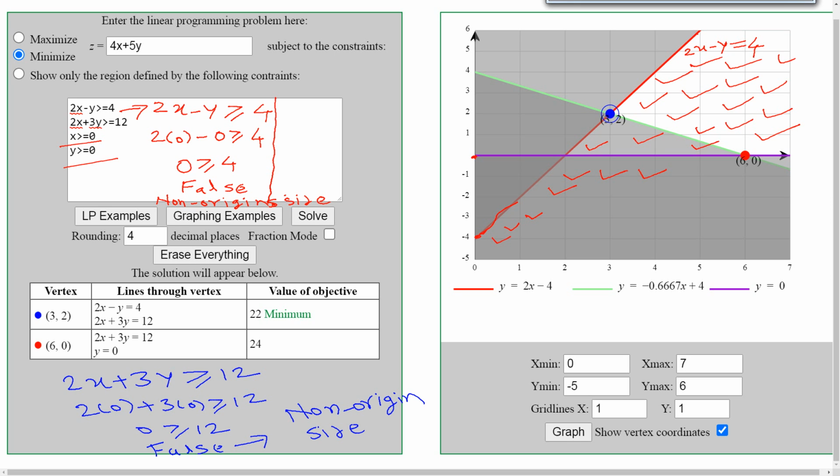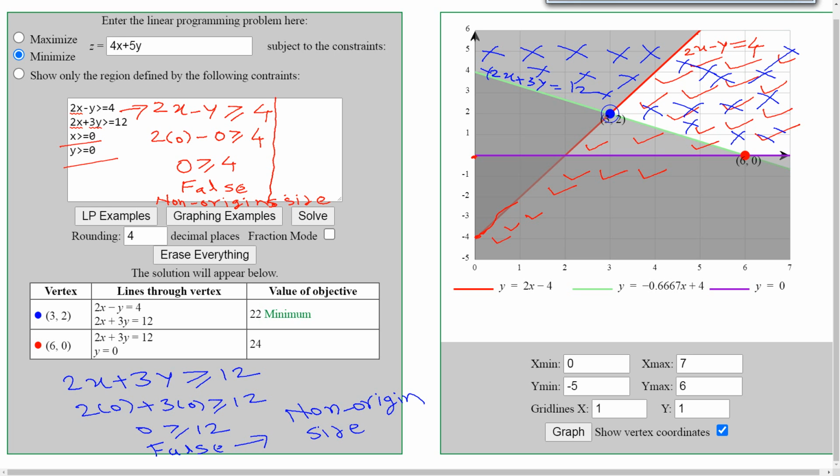This line, which is represented in green color, is the line 2x plus 3y is equal to 12, and the non-origin side is the side which does not contain the origin. This is the non-origin side, and as I mentioned, we can concentrate only on the first quadrant. So I am going to concentrate only on the first quadrant here for this part.